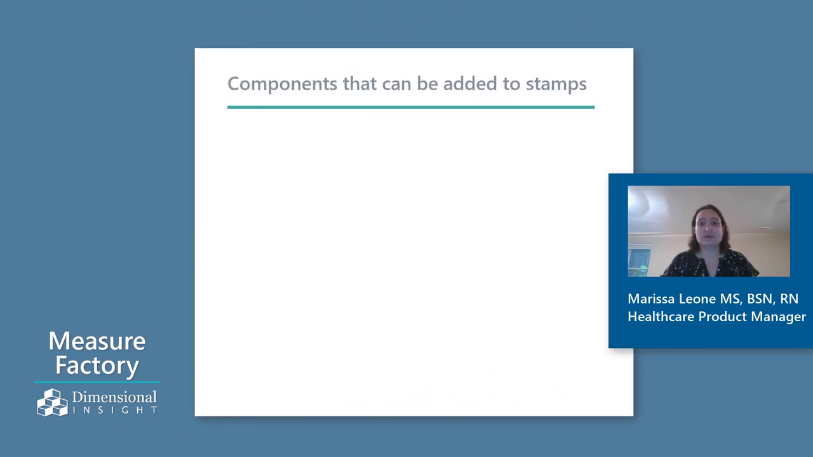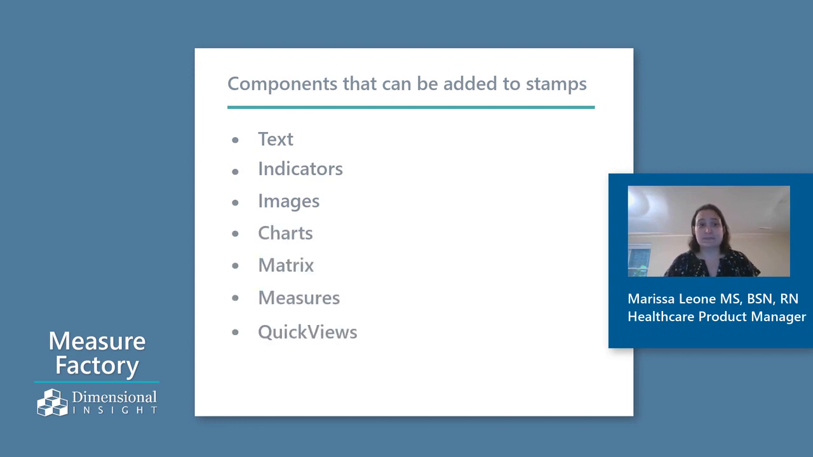There are 7 types of components that can be added to stamps, and these are text, indicators, images, charts, the matrix portlet, the measures portlet, as well as quick views. But in this video, we're going to be covering the 4 most commonly used components, which are the text, indicator, image, and chart.